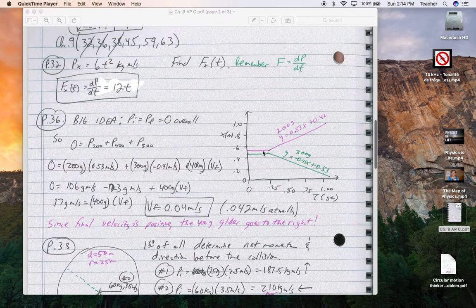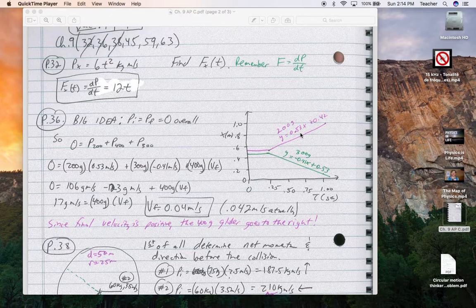For 36, this is pretty cool. There are 3 different carts here. They're all initially at rest. There's a spring which causes them to explode. A 200-gram cart, a 300-gram cart, a 400-gram cart. This represents the position of the 200-gram cart. This represents the position of the 300-gram cart, and you're asked to find the direction and speed of the 400-gram cart. From this graph, you can get the speed and direction.